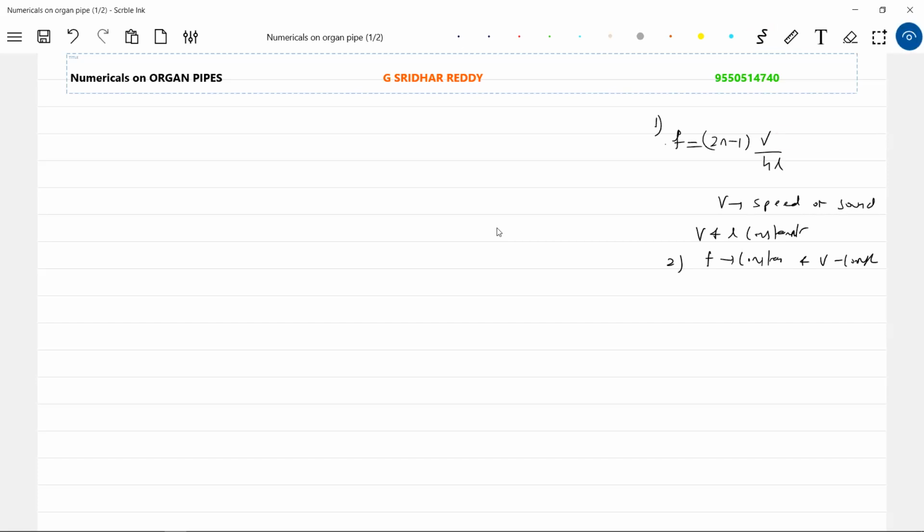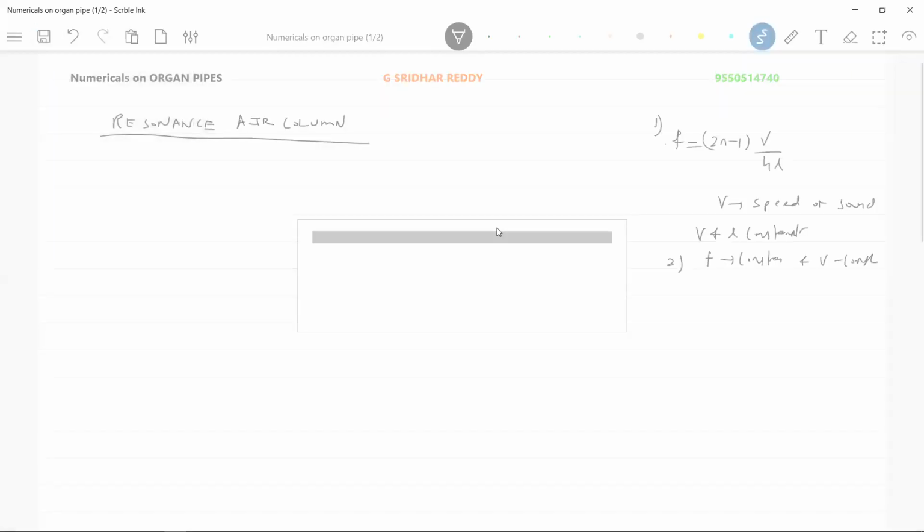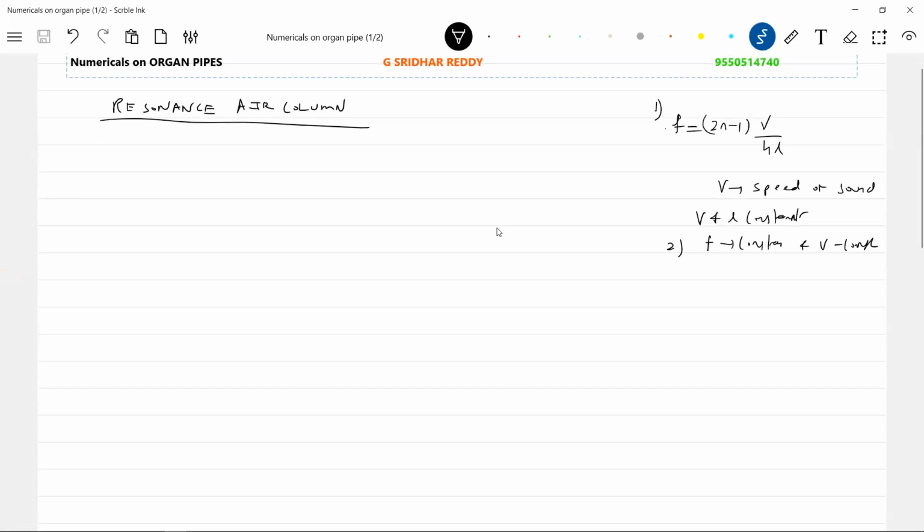So actually, we had a theoretical discussion on this aspect, where the speed of the wave in the organ pipe was constant and the length of the pipe was constant. Then as N increases, F increases. Now, if F is maintained constant, then V is constant anyway. So as I vary the length of the pipe, N is going to change. This is called a resonance air column. This experiment is called this. I'll use this to determine the speed of sound in air.